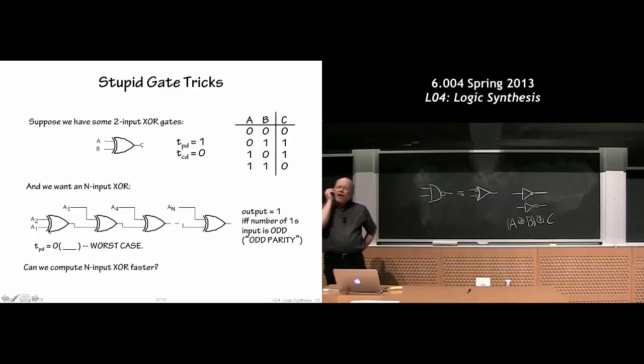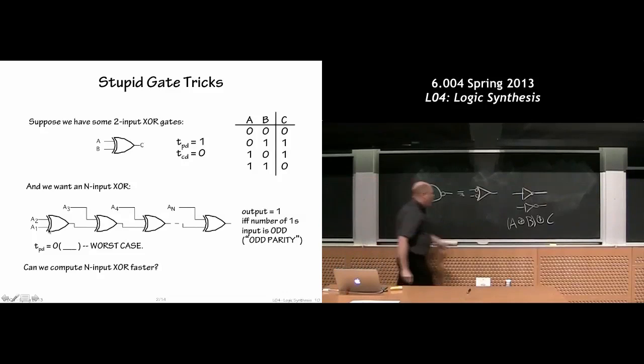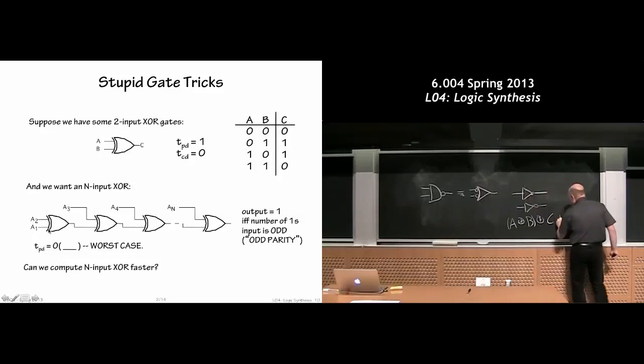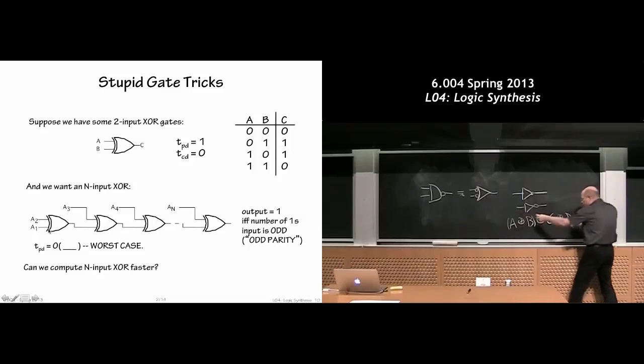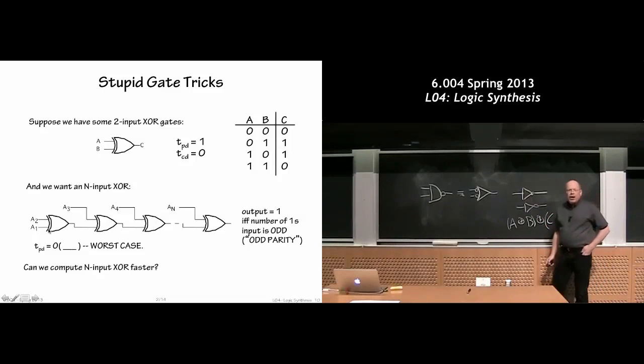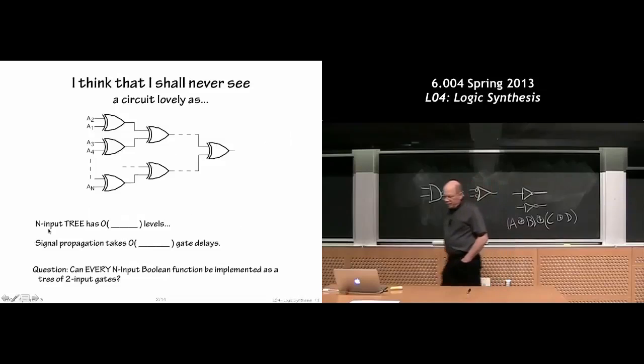Can we compute XOR faster? It's on the next slide, but just think for a moment. What's another way of organizing these things? If I had A XOR B XOR C XOR D, I could keep doing this and build it up one at a time. But I could also do them in pairs and build a tree.